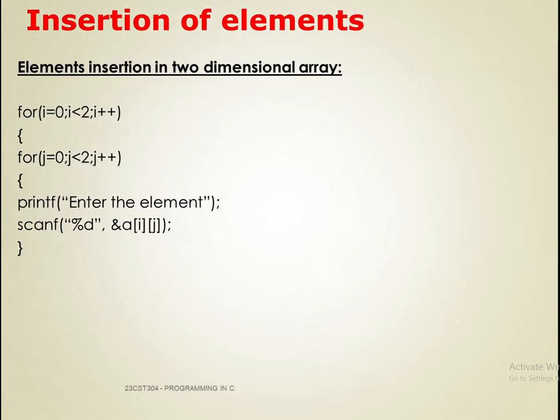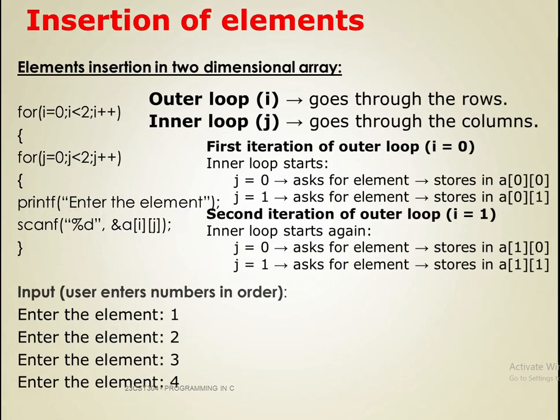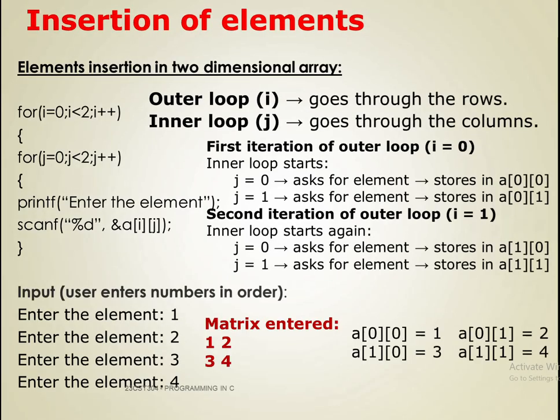Now let us move from one-dimensional array to two-dimensional arrays. A two-dimensional array can be visualized as a table or matrix. For example, it has rows and columns. If we declare int a[2][2], this means 2 rows and 2 columns. Here the total elements are 2 into 2, that is 4.